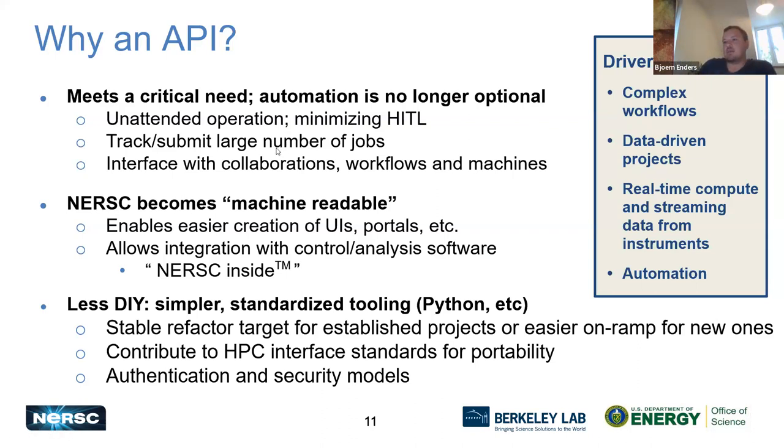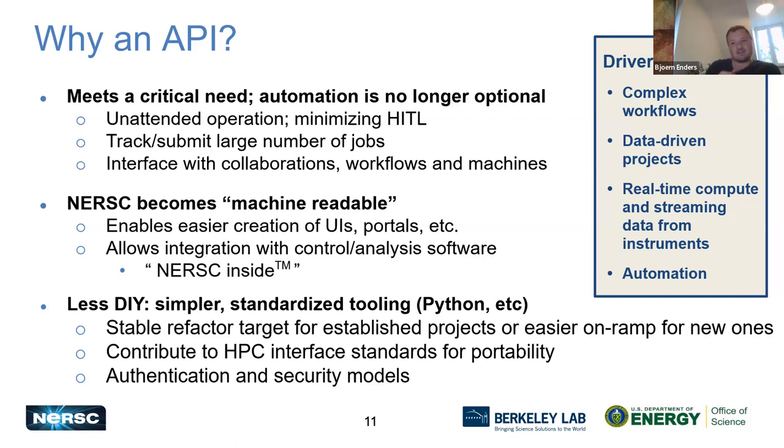So why would you need an API? The API, as I alluded to, meets a critical need. If you get more and more data and you want to analyze it offsite, or you want to analyze it at all, you need to introduce some form of automation. That means there's data coming, it triggers some analysis loop, and you don't want a human pressing the button all the time. So you have unattended operation, you want to track all these jobs, you want to interface with other collaborations, workflows, and machines. And if you want to do all this, you need NERSC to become machine readable. And this is where the API stems from. That's where we designed the API.